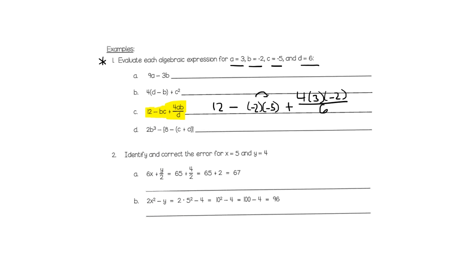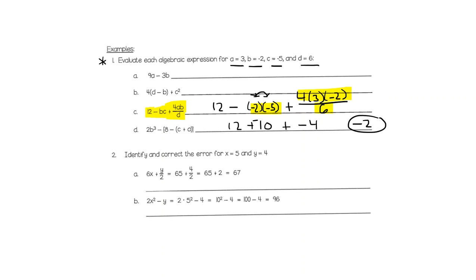So let's do this multiplication first. Negative 2 times a negative 5 is a positive 10. We still have our 12 minus 10 plus. Right here, we have a 4 times 3, which is 12, times negative 2, which is negative 24. And then we're going to divide that by 6. So that ends up giving us a negative 4. And now we just need to work left to right. So 12 plus a negative 10 is 2. 2 plus a negative 4 is negative 2.